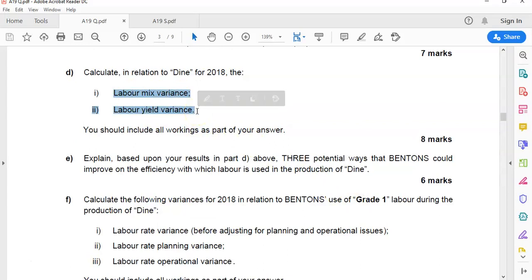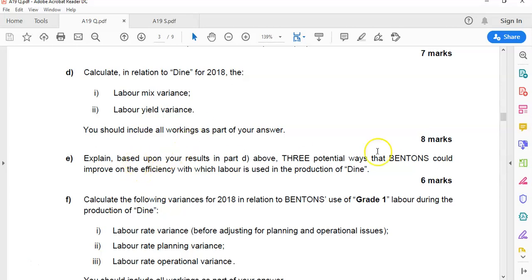So unlike other exam questions here, they went straight into the advanced variances. They didn't ask you labour rate, labour efficiency, Cap 1, but we're going to do those for completeness so we can start to see the links between Cap 1 and Cap 2. But in this case, you weren't required to do it. You go straight into the mix and yield variances.